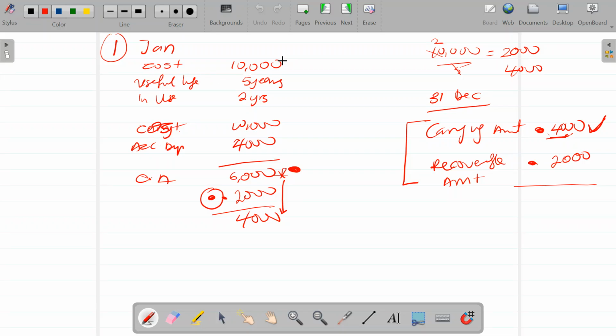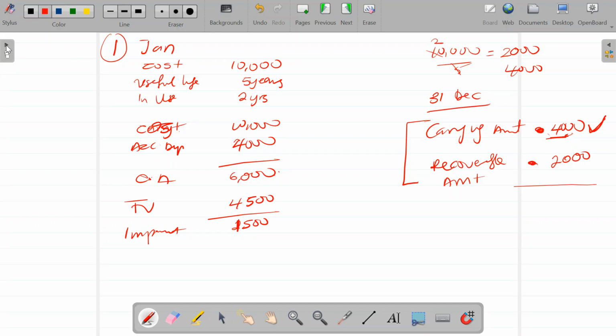Let's assume we classify this asset on 1st January as held for sale, and then the fair value. At that time, the carrying value is 6,000, and let's say the fair value less cost to sell is maybe 4,500. So we'll have an impairment of 1,500. You're correct.